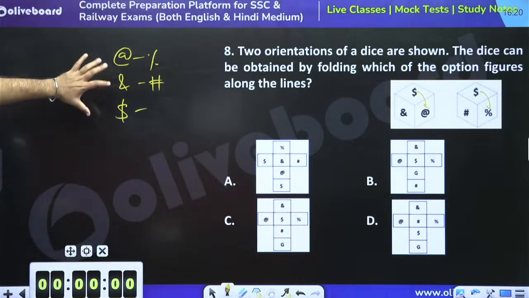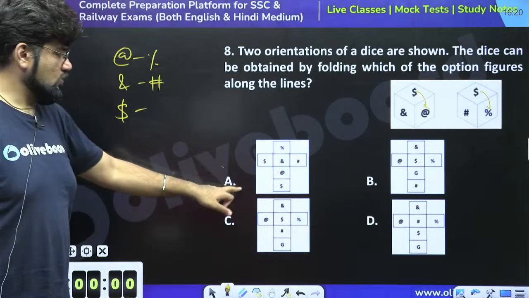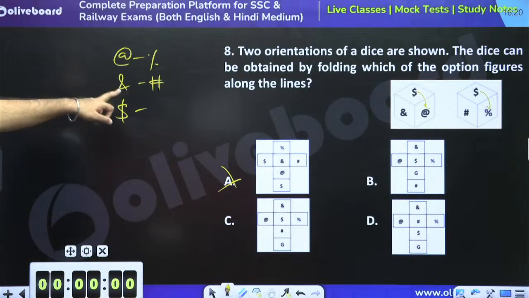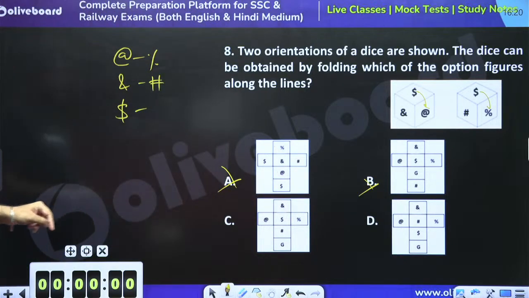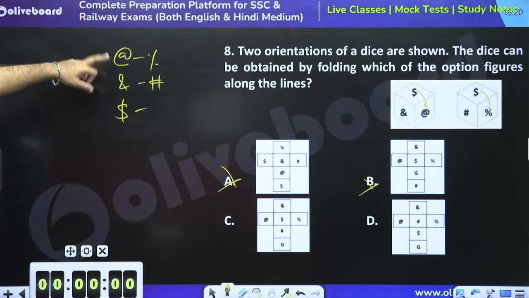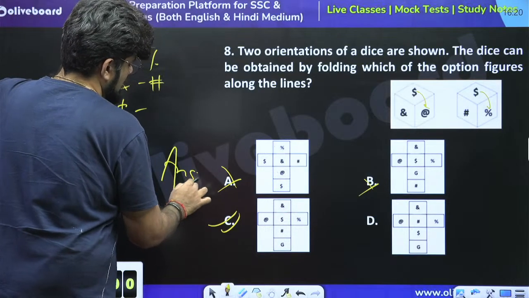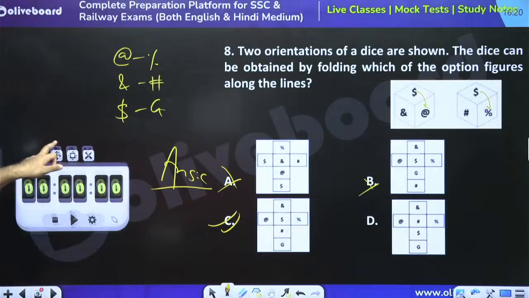Okay. From the clockwise method we can figure this out. So percentage and at the rate are opposite. Okay. Ampersand and dollar are opposite. No, that is not the case. So this will go. Okay. Dollar and hash are opposite. This is not the case. Go. Okay. Ampersand hash and at the rate percent. I think option C is the correct answer, which is fitting the bill. Okay. Cool. Next.